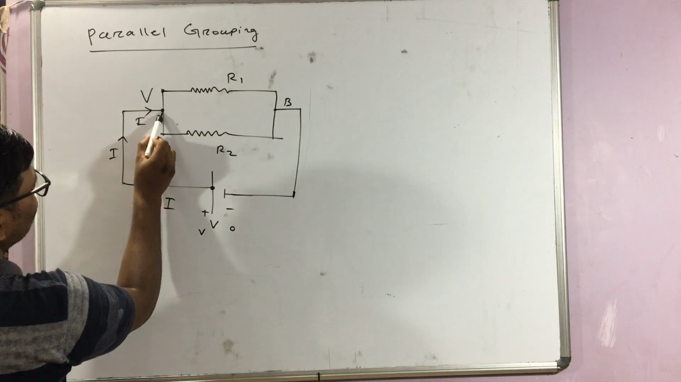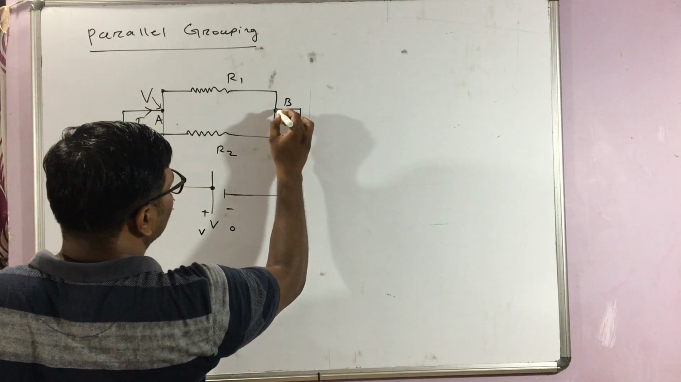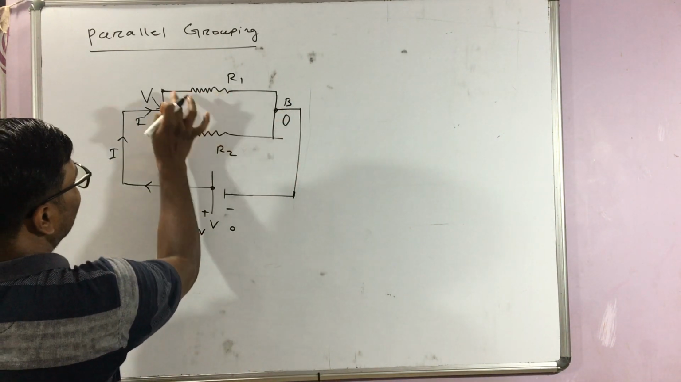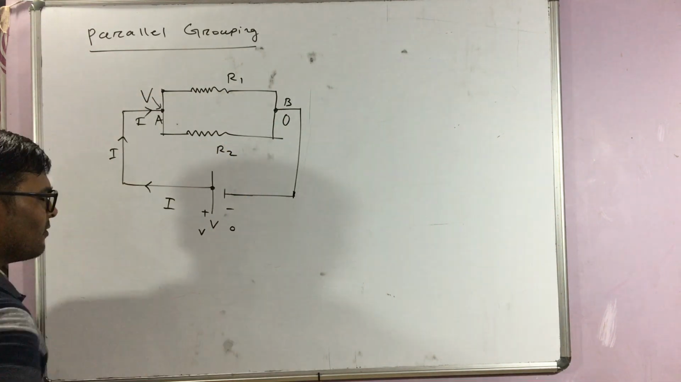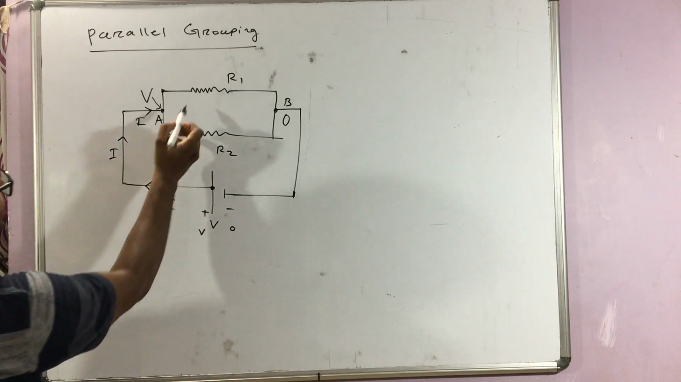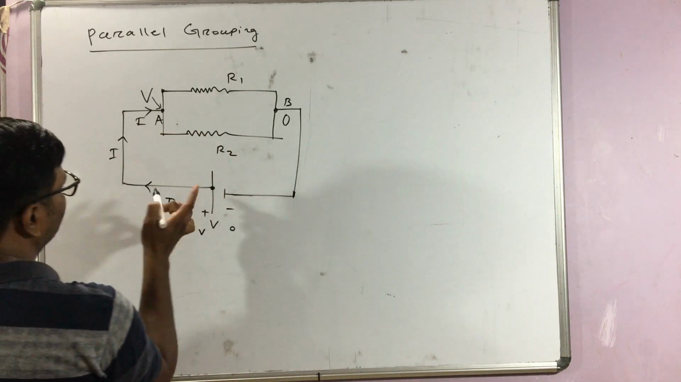So at point A, the potential is V, and at point B the potential is 0. So the potential difference across R1 is V minus 0, which is V. Across R2 it is also V. This means in parallel grouping, the potential difference across all the resistances must be the same. But what about the current?